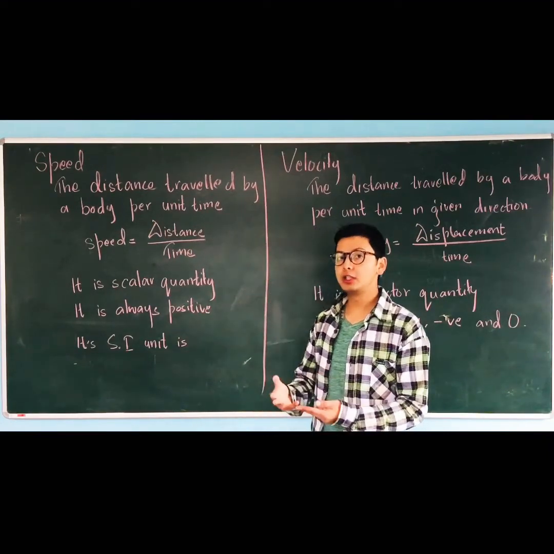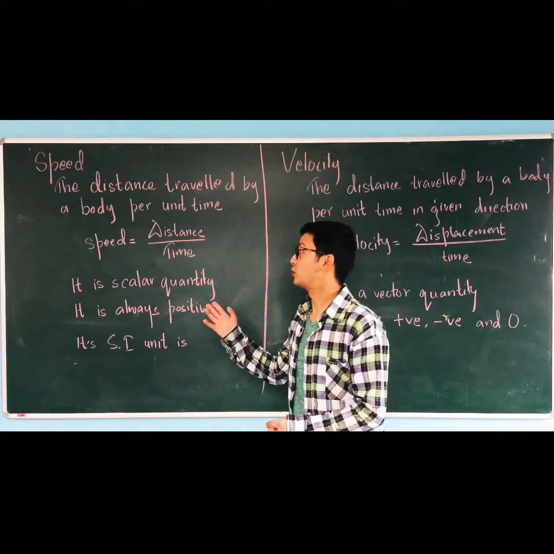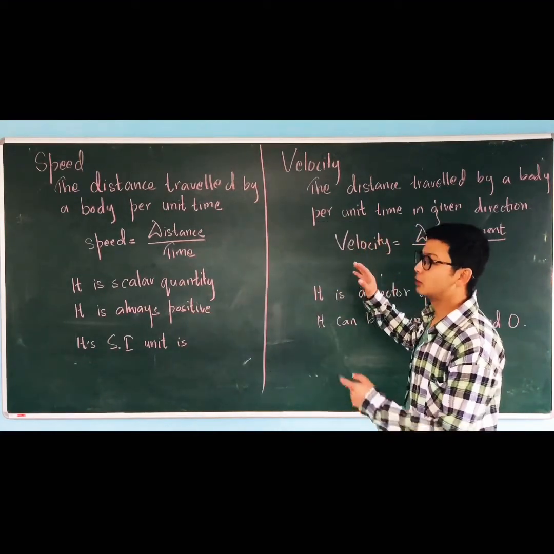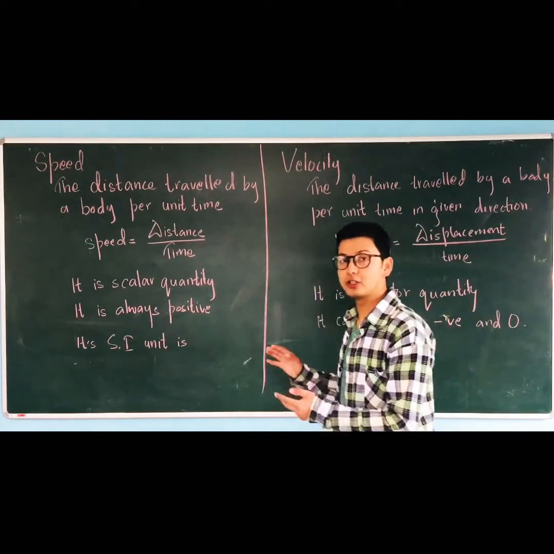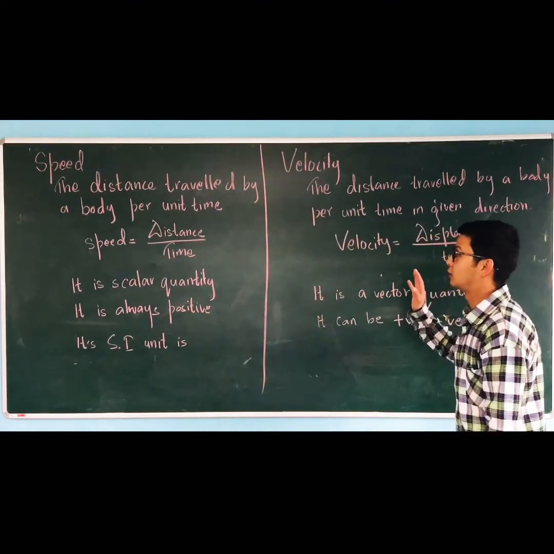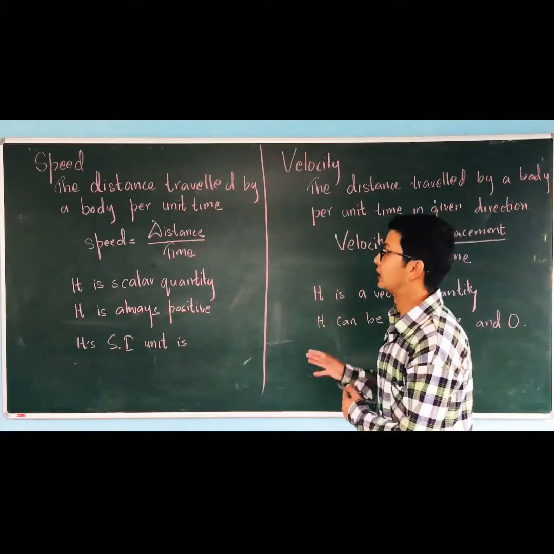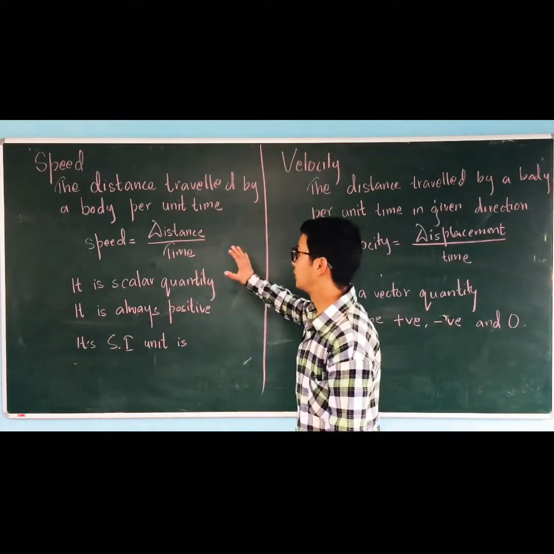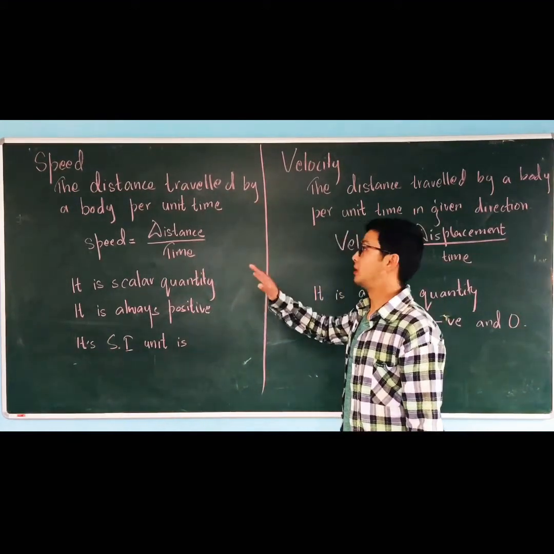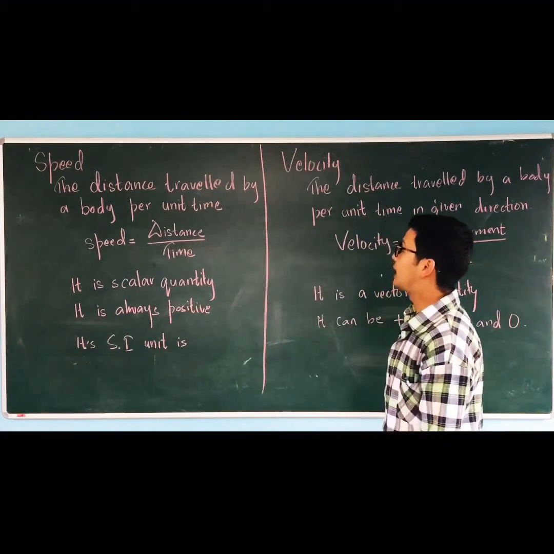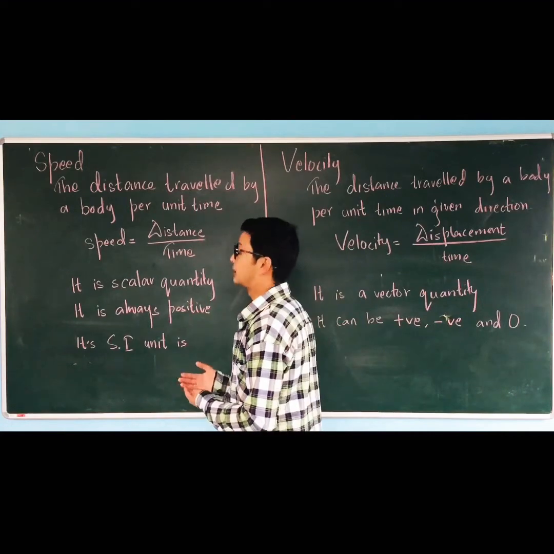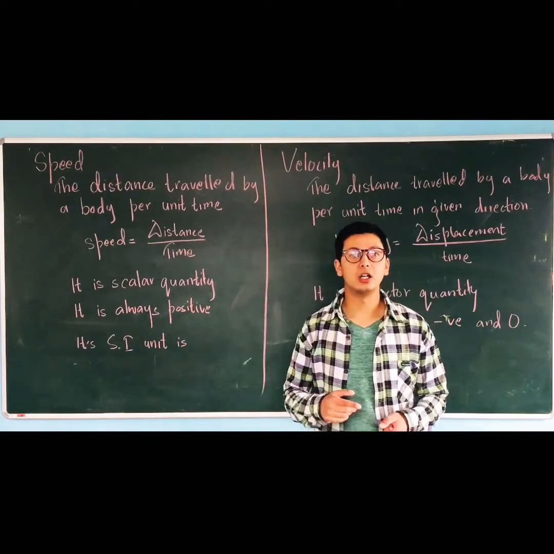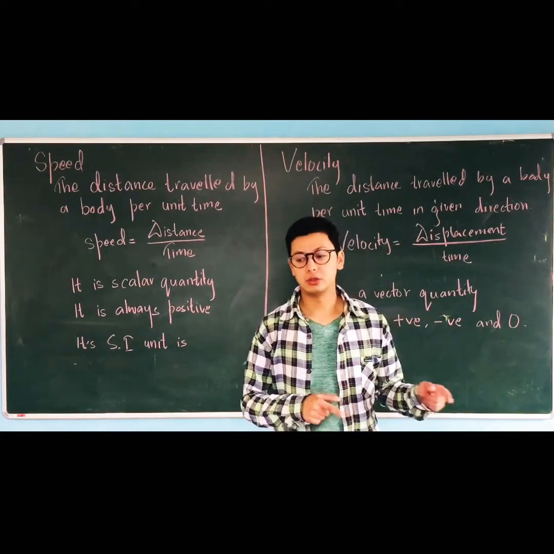Now we will move on and differentiate between speed and velocity. We will do it on the same page so that you can easily differentiate between speed and velocity, and how they differ from each other. Now let us come to speed first. What is speed? It is the distance traveled by a body per unit time. So it is the distance that is traveled by a body with reference to time.